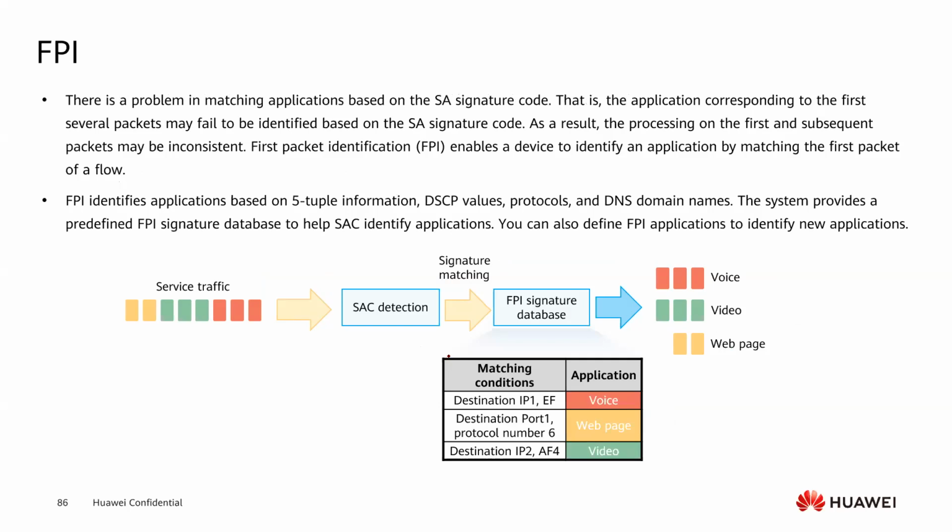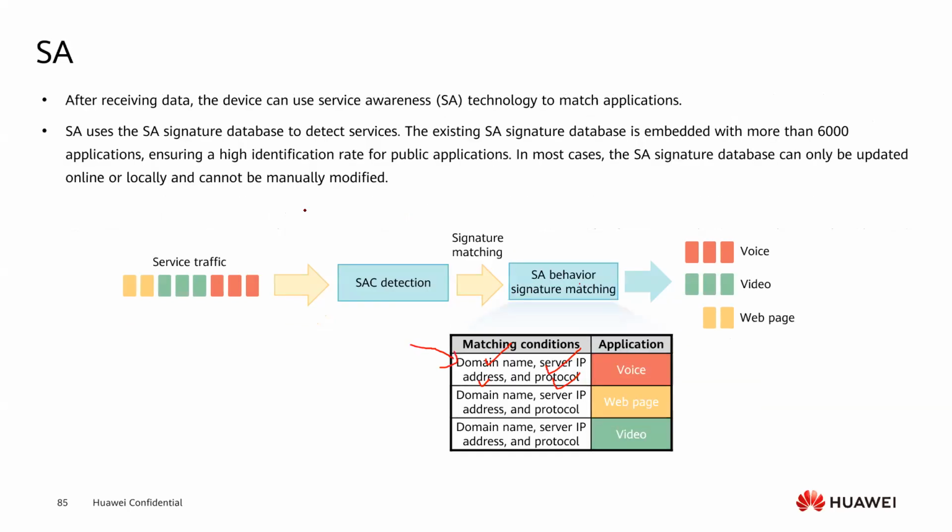Another is FPI. FPI is called the first packet identification. It uses 5-tuple information like source and destination IP, source and destination port, and protocol to define the traffic, which application this traffic belongs to. So why do we need FPI? Why do we not just put everything in SA?